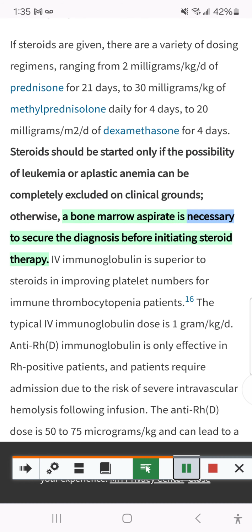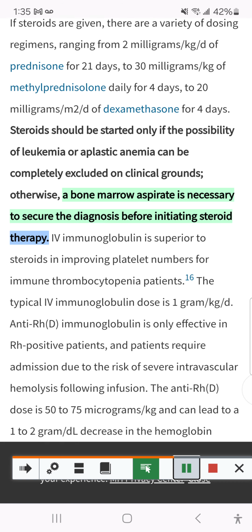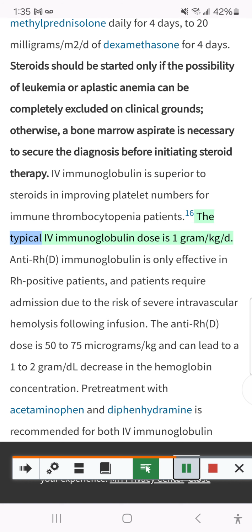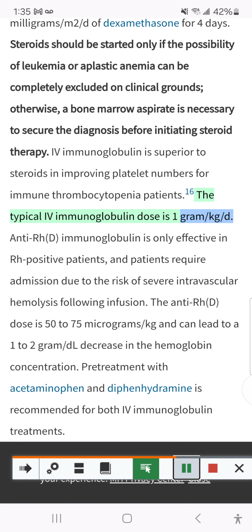Steroids should be started only if the possibility of leukemia or aplastic anemia can be completely excluded on clinical grounds. Otherwise, a bone marrow aspirate is necessary to secure the diagnosis before initiating steroid therapy. IV immunoglobulin is superior to steroids in improving platelet numbers for immune thrombocytopenia patients. The typical IV immunoglobulin dose is 1 gram per kilogram per day.